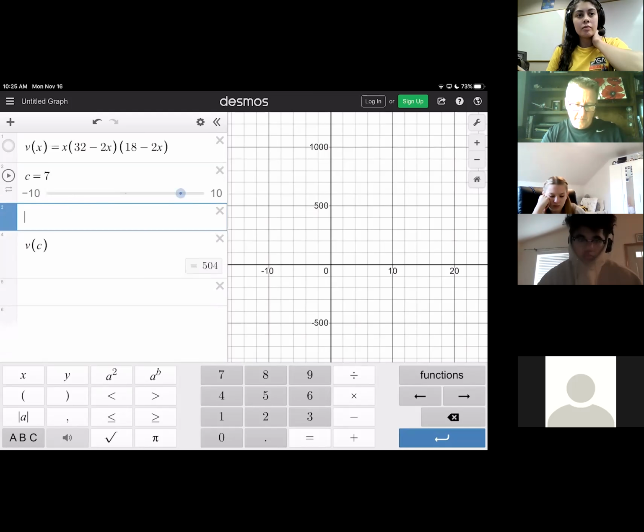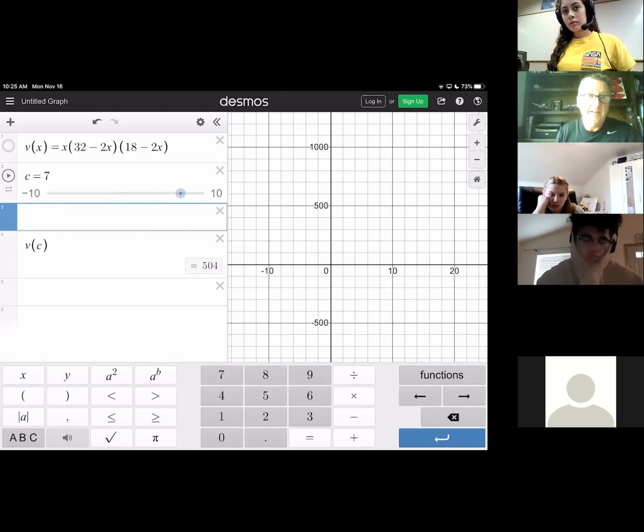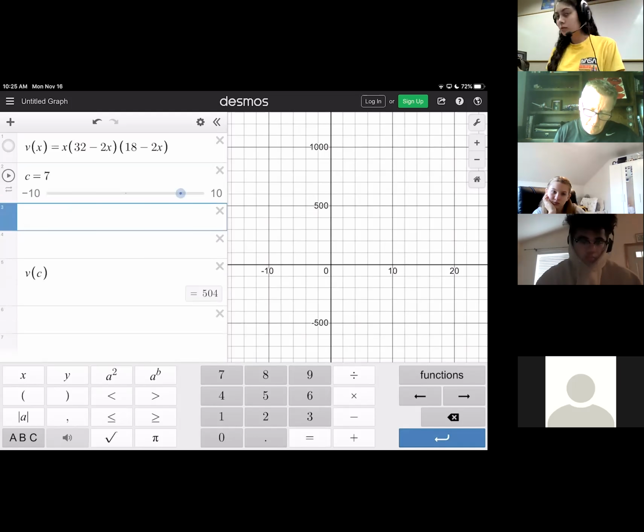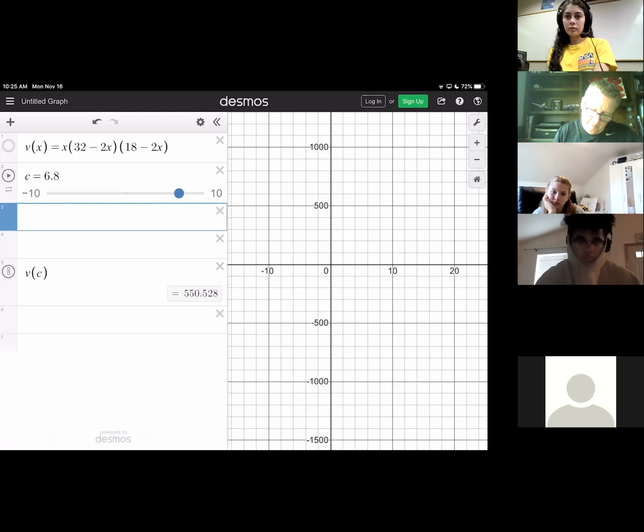Does it make sense that you could just slide this around? What I want you to do is just watch the volume. It's 504 right now, but let's just guess our way. And this is what's cool about the technology in the world that you live in. You don't have to just keep guessing and guessing. We could actually just drag this around now. So let's see, what's the biggest volume I can get?